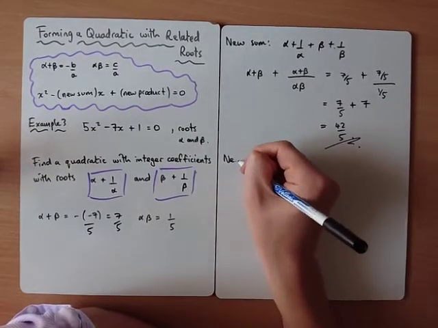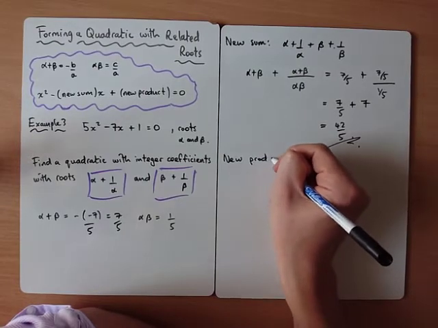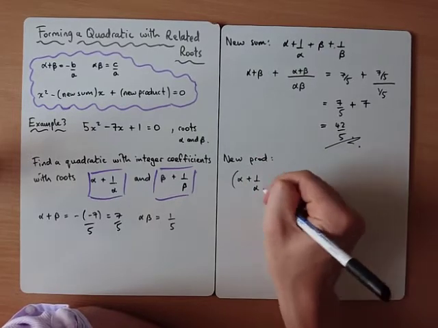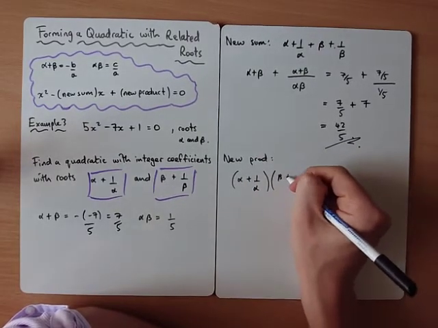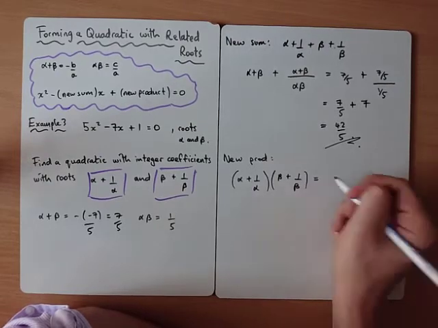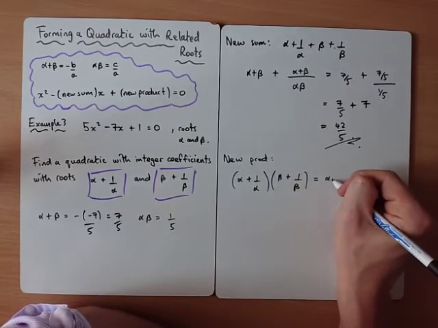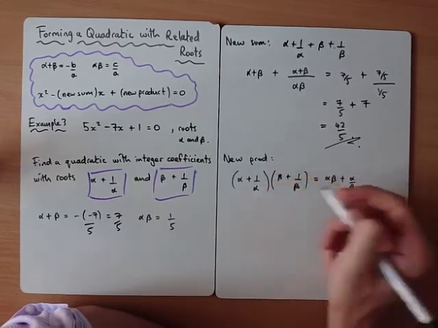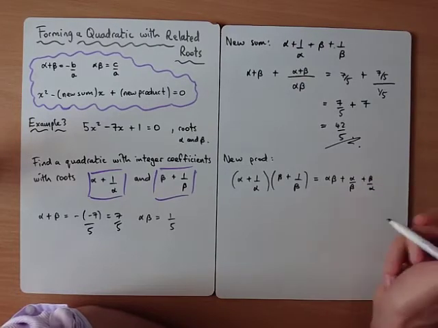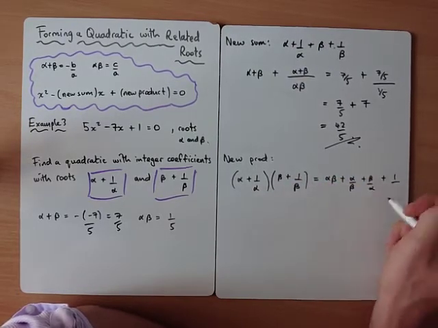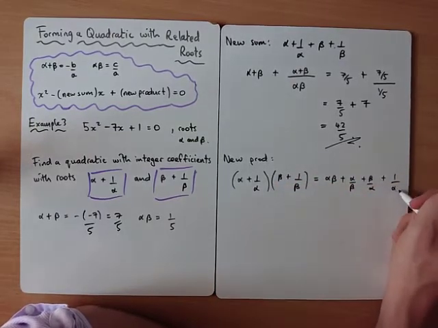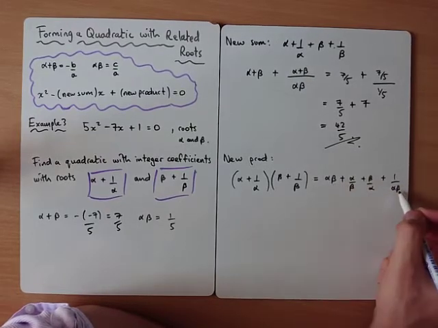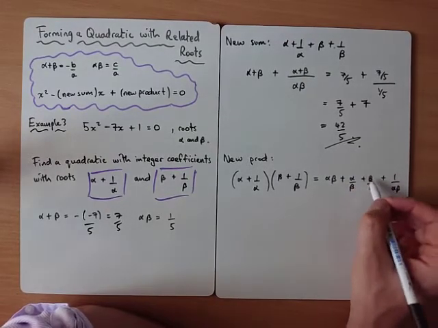New product. We would have alpha plus 1 over alpha multiplied by beta plus 1 over beta. Be careful as we expand this out, we're going to get alpha beta plus alpha over beta plus beta over alpha, and then plus 1 over, we multiply those two together, the two fractions, multiply the tops, multiply the bottoms. So let's just focus on this middle bit, because we've already got alpha beta and alpha beta, but we need to just rearrange this first, don't we?